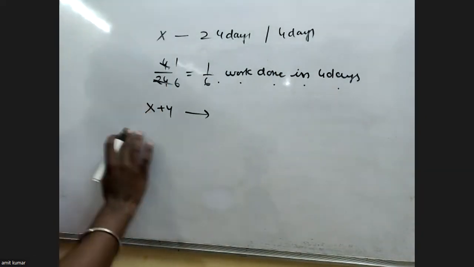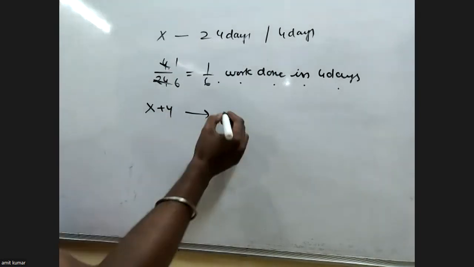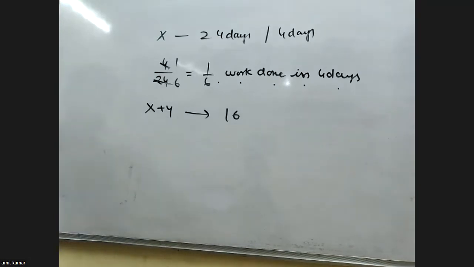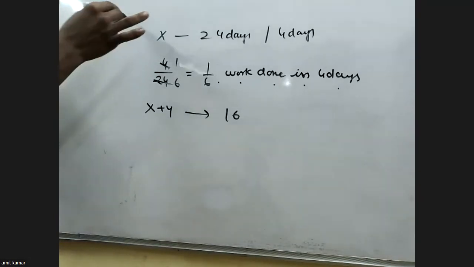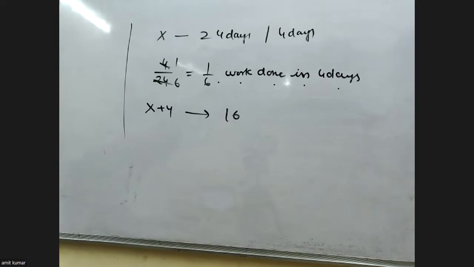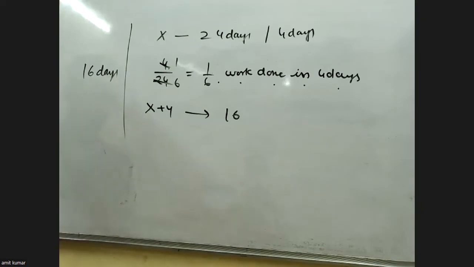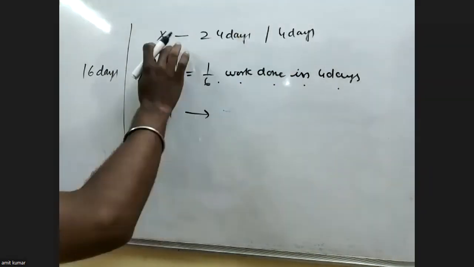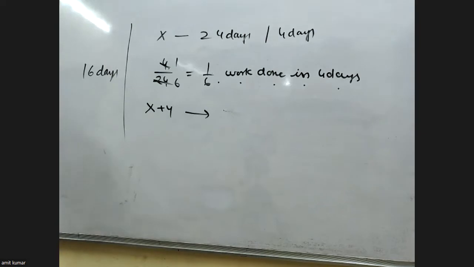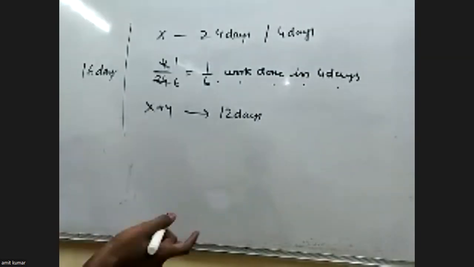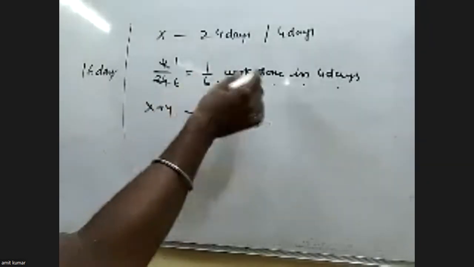The whole work was completed in 16 days. So X plus Y was working for how many days? Anybody can tell me? The total was 16 days. The whole work was completed in 16 days. And 4 days X was alone working. So how many days are both working together? 12 days. 12. Very good. What was the work that has been completed by X plus Y?